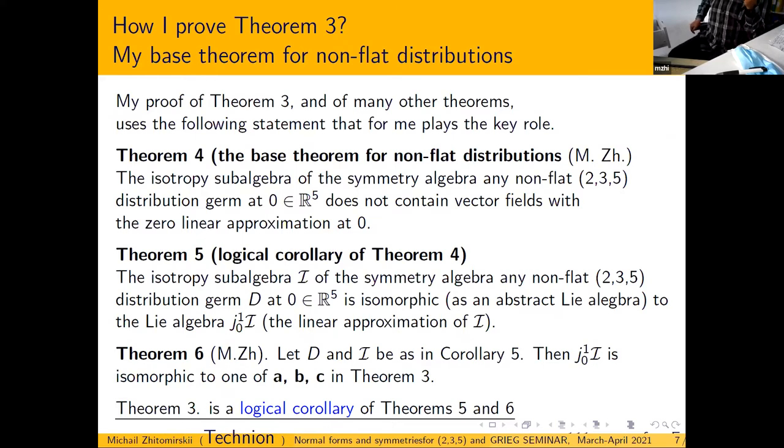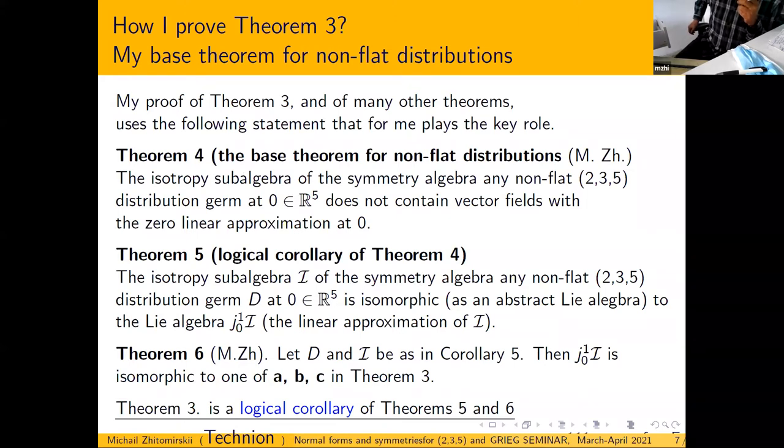Unless it is the flat case. In the flat case, you all know that there are nine such linearly independent symmetries. But in the non-flat case, no. I do not assume any homogeneity. It concerns any non-flat 2-3-5 distribution. What follows from this theorem? If we take the isotropy, vector fields which vanish at the origin, then their linear approximations, of course, form a subalgebra, the one-jet at the origin of the isotropy. And theorem 4 implies that the whole isotropy is isomorphic to its linear approximation as an abstract algebra. It's a very important corollary, theorem 5.